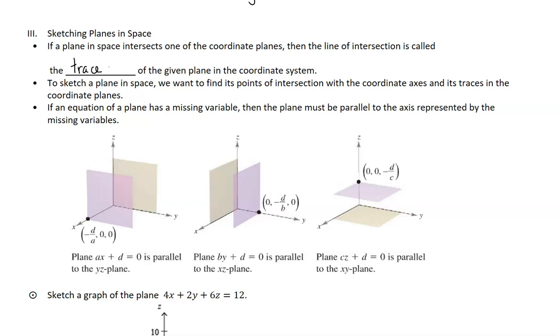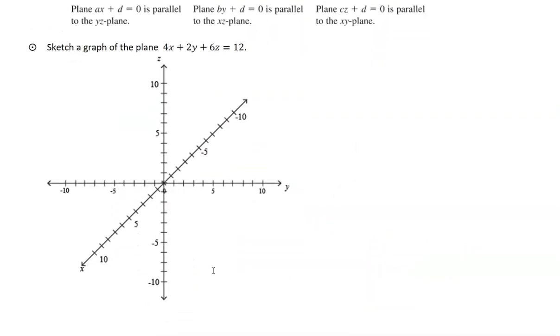If an equation of a plane has missing variables, then the plane must be parallel to the axis represented by the missing variables. So for example, ax plus d equals 0 is missing your y and your z, so it's parallel to the yz plane. by plus d equals 0 is parallel to the xz plane, and cz plus d equals 0 is parallel to the xy plane because the x and y variables are missing. Okay, so let's take a look at how we do this. We're going to sketch a graph of the plane 4x plus 2y plus 6z equals 12.